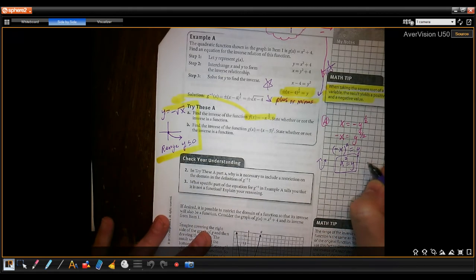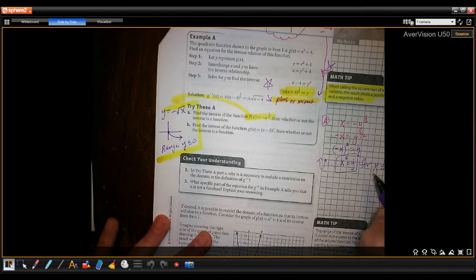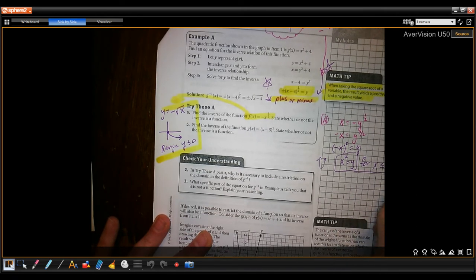Okay, so then what is the domain of this one? So the domain of this one would be what? X is less than or equal to 0. So this whole thing is the answer, right? Which means what part of the graph would you want?